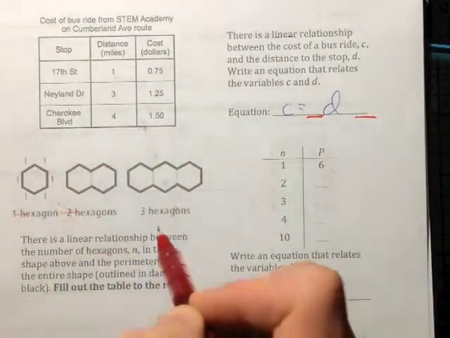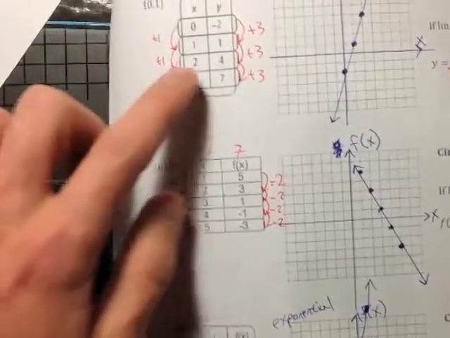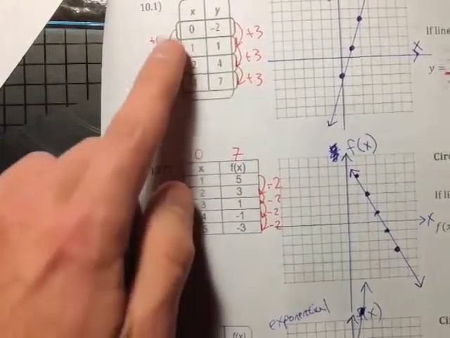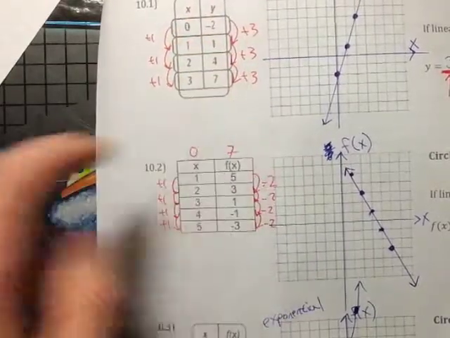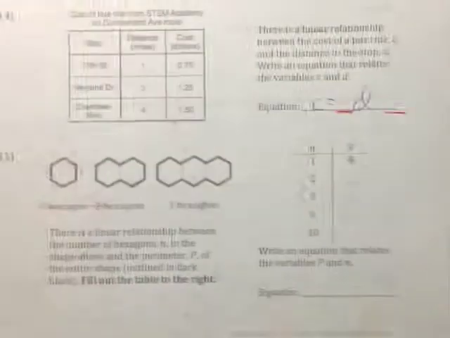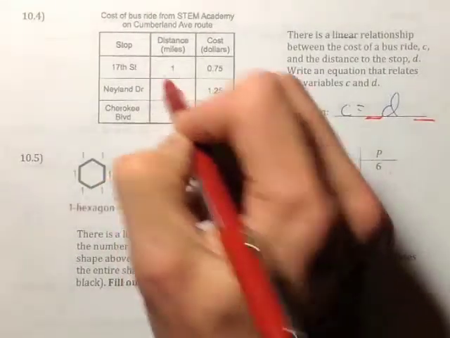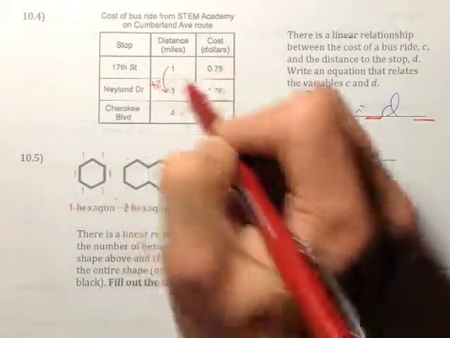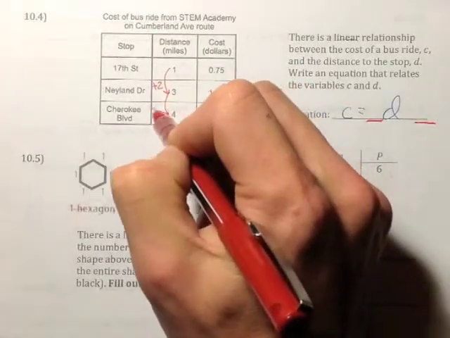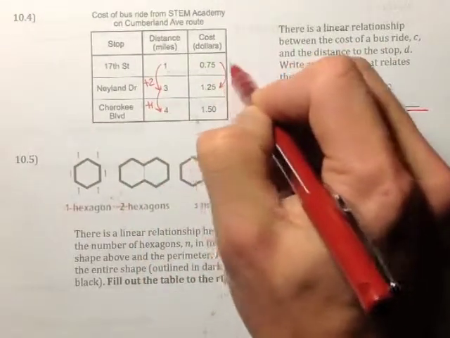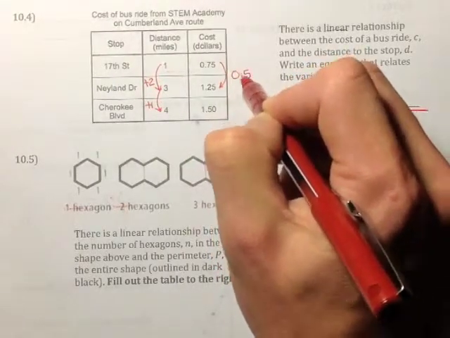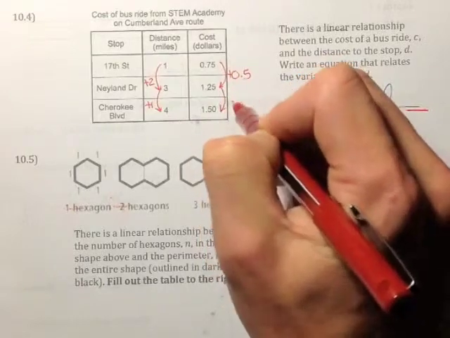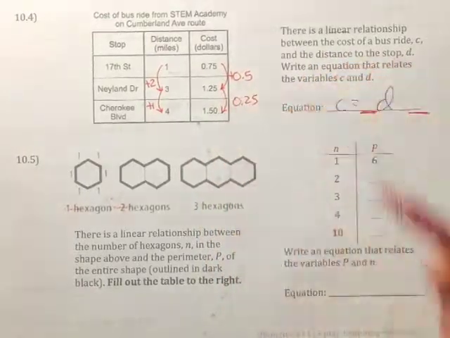Just like what we did with the tables in the last video, we're going to figure out how much the independent variable changes by, and how much the dependent variable changes by in each row. So let's do that. From here to here, the distance goes up by 2. Here to here, the distance goes up by 1. From here to here, the cost goes up by 50 cents, so 0.5. Here, the cost goes up by 0.25. It goes up by a quarter.